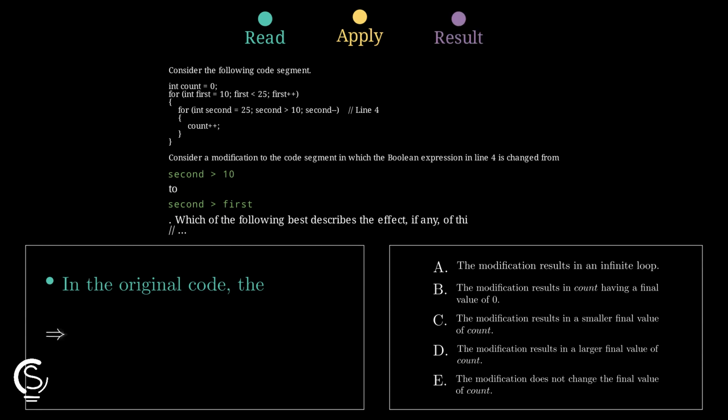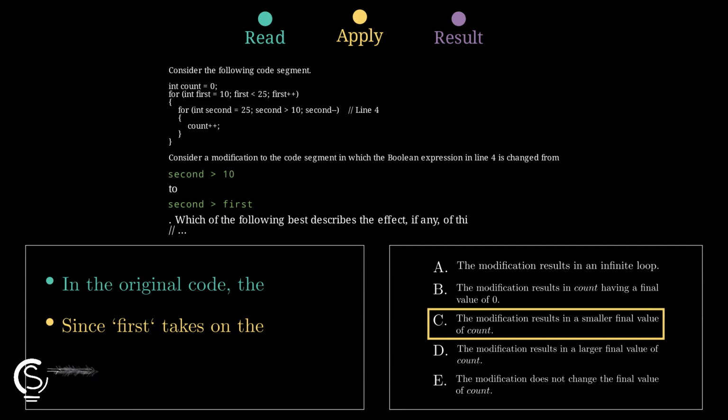When first is 10, the inner loop runs 15 times. At 24, it runs once. This reduces the total count significantly.